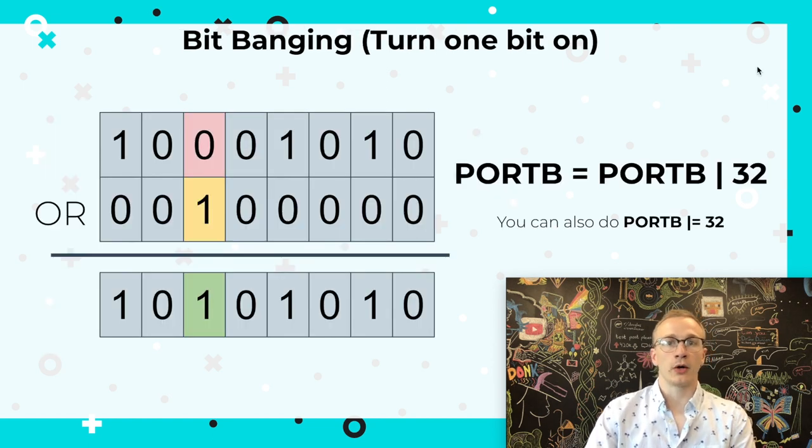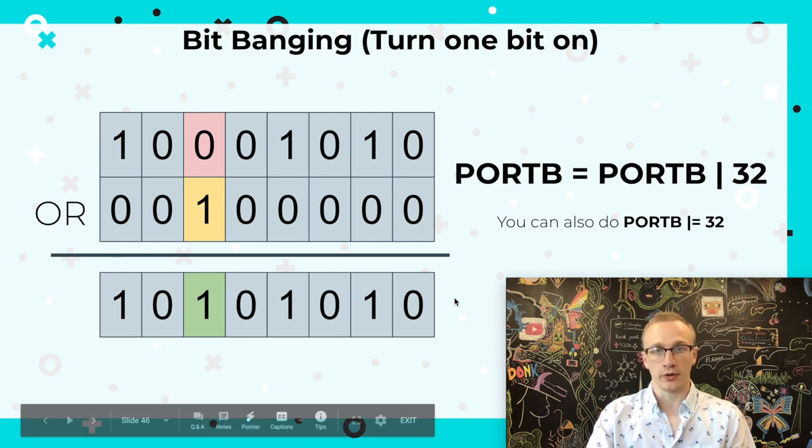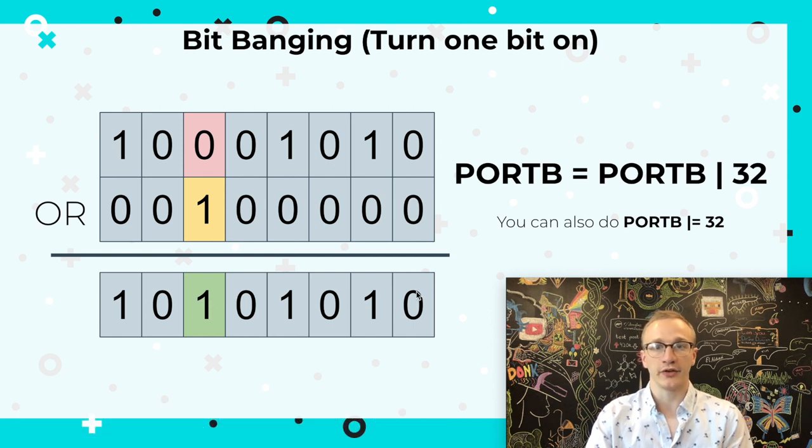Let's look at an example of how we can use OR to turn on one bit. If we've got our original number up here, 10001010, and we just want to turn on this PB5 bit, we could do a mathematical OR operation with this number here, and that's all zeros except for a 1 where we actually want to turn it on. And then if we perform that operation, we end up with this number here, where we've got just our PB5 bit turned to a 1 and everything else stays the same. And you can walk through this piece by piece, where you can see 0 OR 0 is 0, so neither of those were a 1, so the result is 0.